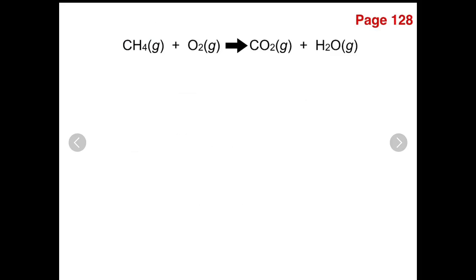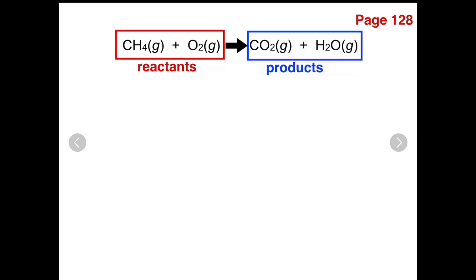A chemical equation will contain the reactants, written on the left-hand side. The plus sign represents that they add together, reacting with each other. The arrow tells us that it's leading to the product, which will be written on the right-hand side. You need to understand this: reactants are on the left-hand side, products are on the right-hand side, separated by the arrow.